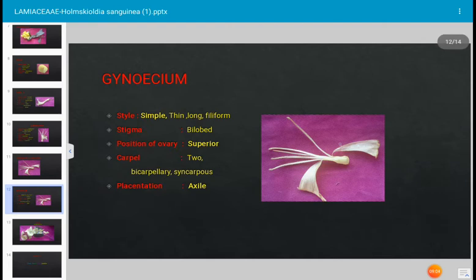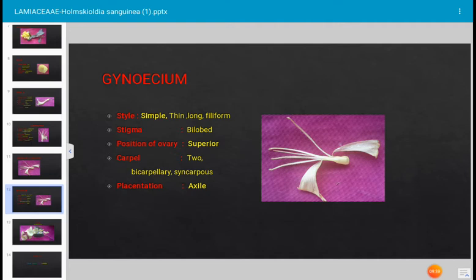Next, this is the gynoecium. To show you gynoecium, here both the structures are shown in the photograph. There are 4 stamens and 1 gynoecium. That gynoecium consists of ovary, style and stigma. Style here, it is thin, long, thin long style. It is in taxonomy described as filiform style, and style is simple. And stigma, the uppermost region, stigma, it is bilobed, 2-lobed stigma.